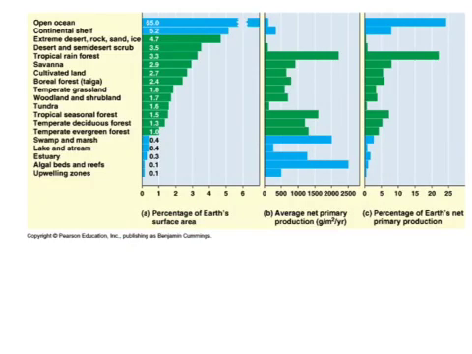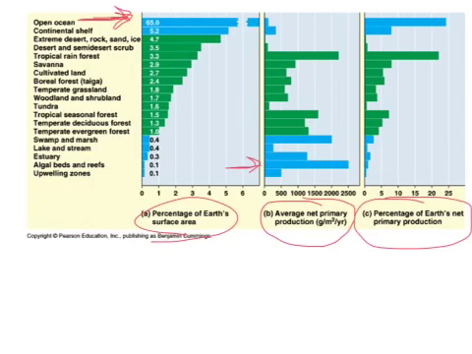Let's look at some of the differences between productivity and various biomes. Okay, so if you look at the first one here, this is the percentage of the Earth's surface area that it covers. And you can see that open ocean has the largest surface area that it covers on the Earth. The second graph here is your average net primary production, which is highest here then in the algal beds and reefs. And the third one here is the percentage of Earth's net primary productivity.